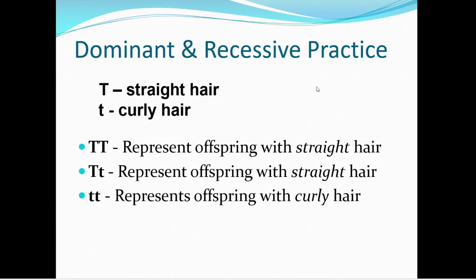So we have dominant and recessive practice. Let's say uppercase T says straight hair and lowercase t says curly hair. And any offspring with two uppercase T's, of course, would have straight hair because we have both dominant trait alleles there. But what if an offspring has an uppercase and a lowercase? Well, since our uppercase is present, it is dominant, so it will take over and mask the lowercase t. So that will also have straight hair. The only way you get curly hair is if you have two lowercase t's, and that's what we call recessive.